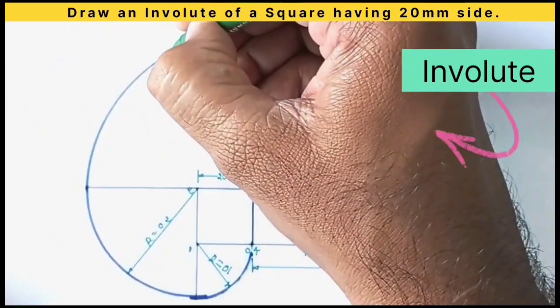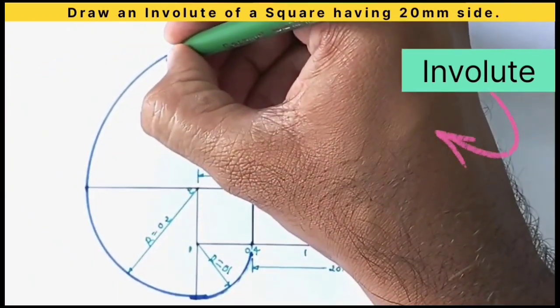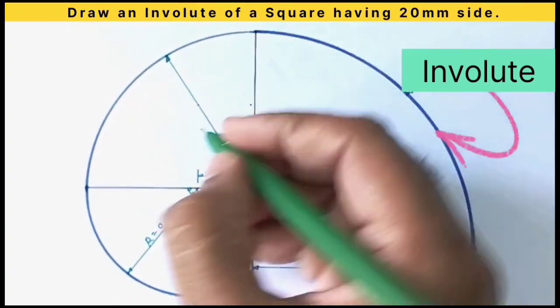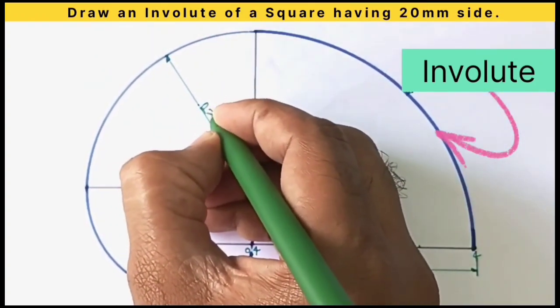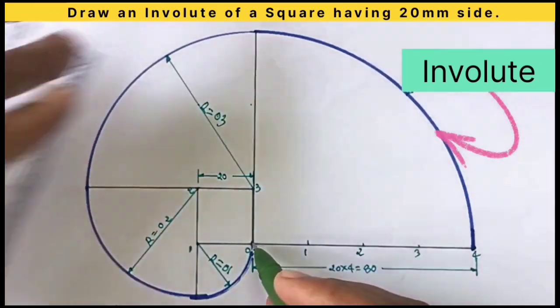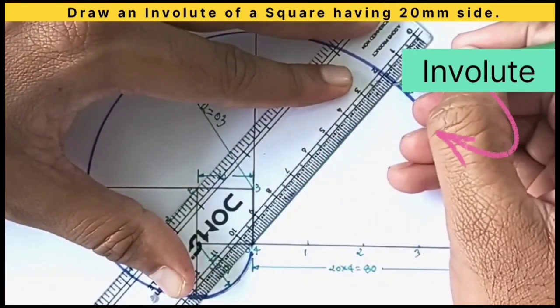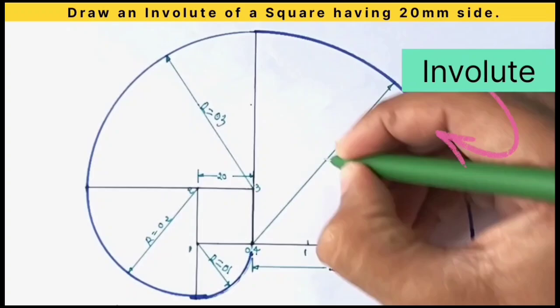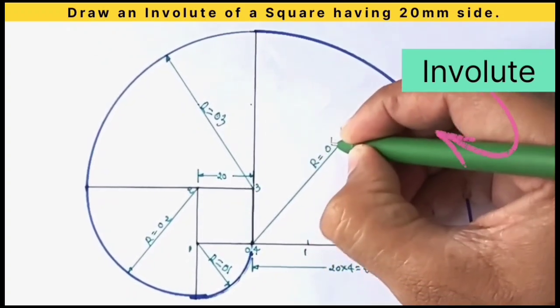This curve is not only important in engineering drawing but also has a real life application. For example, it is used in the design of gear teeth to ensure smooth power transmission. So practice this method carefully because such curves are very important for real engineering applications.